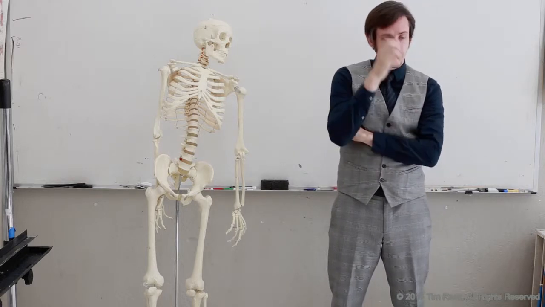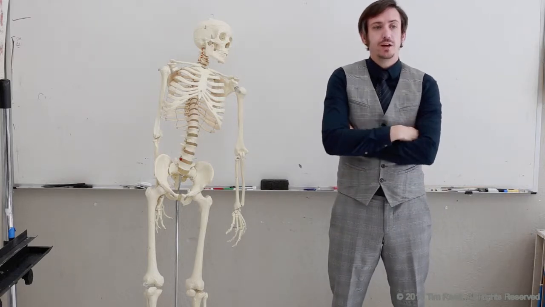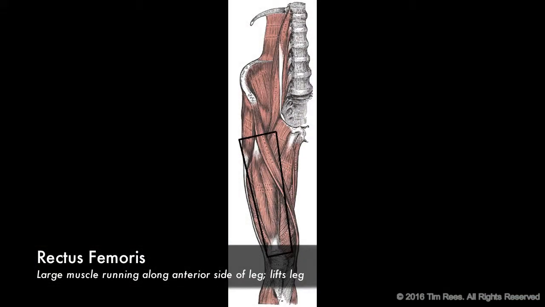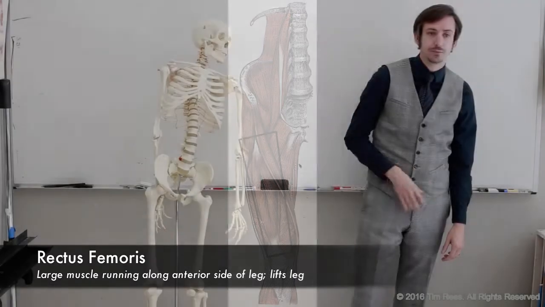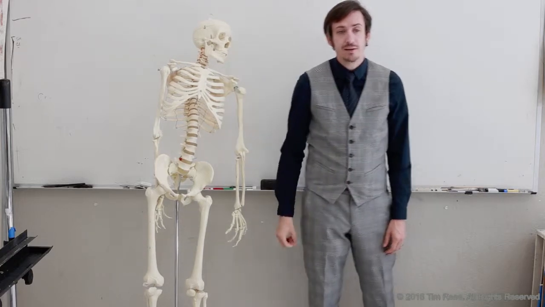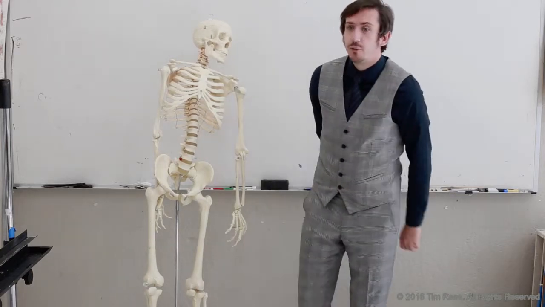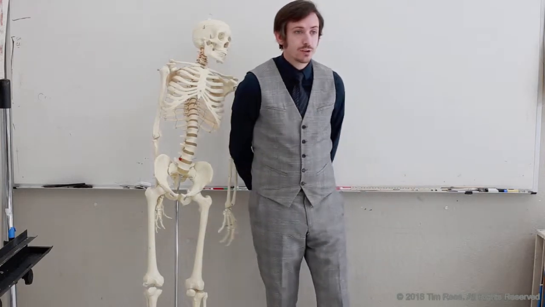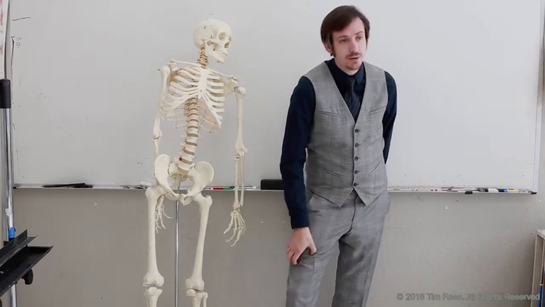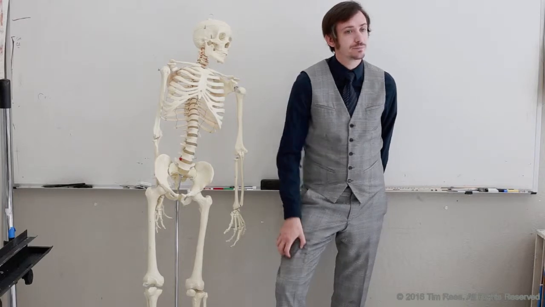Now the front of the leg has one prominent muscle that's running down the center, and that's called the rectus femoris. And that should sound kind of familiar. When we talked about the chest, we talked about the rectus abdominis. Rectus being front, abdominis being abdomen. Here we have rectus meaning front, femoris meaning femur. So rectus femoris is the large, bulky muscle running down the front side of the leg.